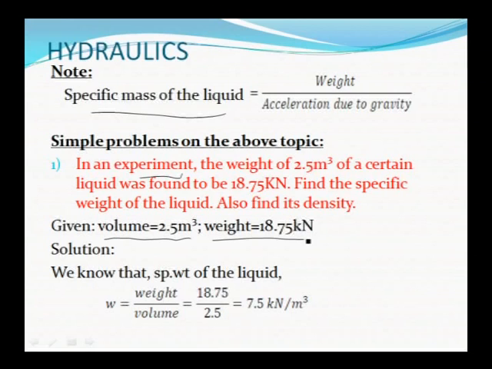Solution. We know that the specific weight of the liquid is given by W is equal to weight over volume. So, this is equal to 18.75, that is weight, divided by 2.5 meter cube volume, and we will get 7.5 kilonewton per meter cube.